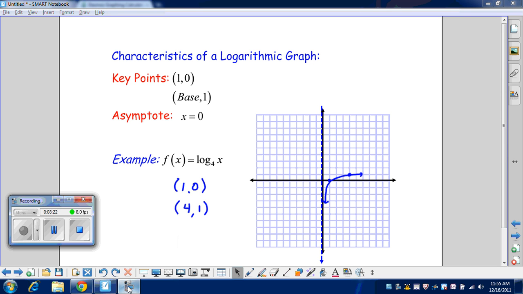So again, hopefully you understand what these 4 different transformations do, and no matter what the base is, we're going to handle these graphs the exact same. Remember the 2 key points, 1, 0, and the base, comma 1, and remember that you're always going to have a vertical asymptote.